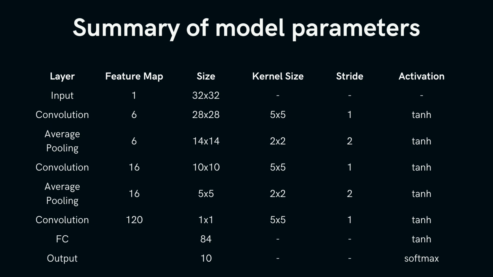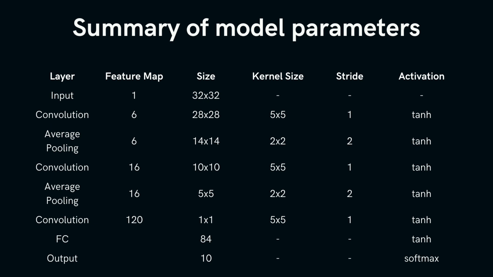We then move to the second average pooling layer. This layer reduces the feature map size from 10×10 to 5×5. The pooling operation uses a 2×2 kernel with a stride of 2, and of course, we still use tanh as the activation.